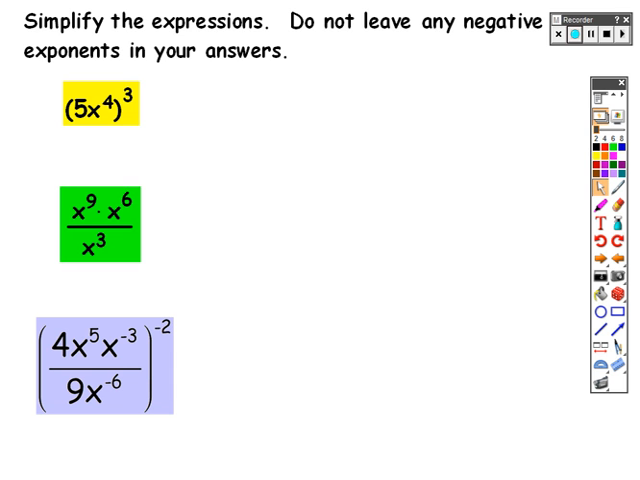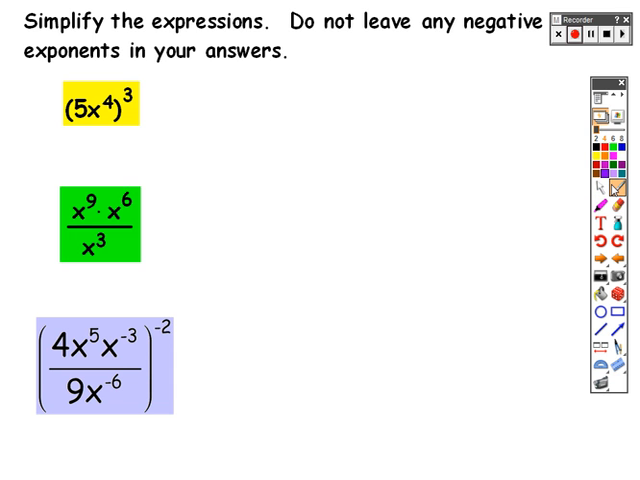If you would at this time, pause the video and work through these examples as kind of a gauge to see where you're at with the properties of exponents. So pause the video now. Hopefully you've taken the time to look at these. Let's see what you got for your answers.